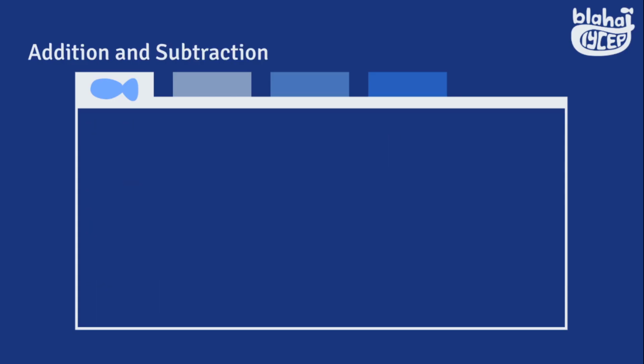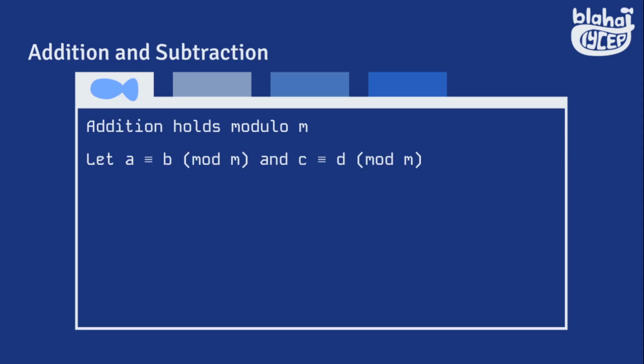Now we'll be going through addition and subtraction, or specifically, addition holds modulo m. Let's say we have 4 integers, a, b, c, and d, and we have n, so 5 integers. a is congruent to b modulo n, and c is congruent to d modulo n. Then a plus c will be congruent to b plus d modulo n. It is always the case, no matter what a, b, c, and d are. So everyone following so far?